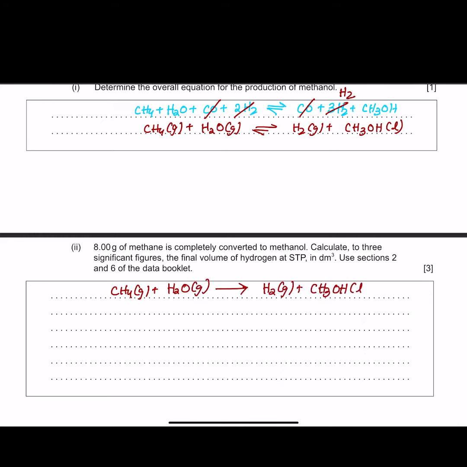CH3OH liquid. Okay. Now, we are given 8 gram of methane is completely converted to methanol. So firstly, let's find the moles of methane. Now, this question specifically says we have to use section 2 and section 6.